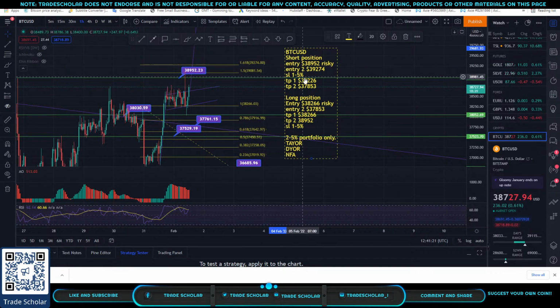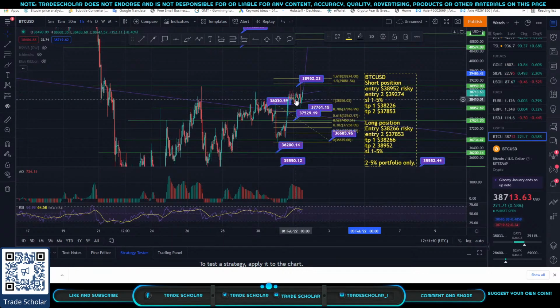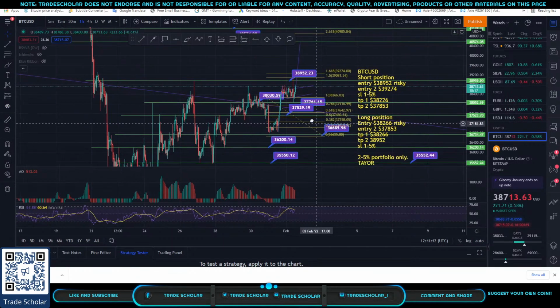Okay. So our entry, do we need to update our entry? Entry is still the same. Our long position is still locked in here. 37,761. So we adjusted a little. And then another entry. This is risky, so it might easily get broken up to the downside. So it's risky.